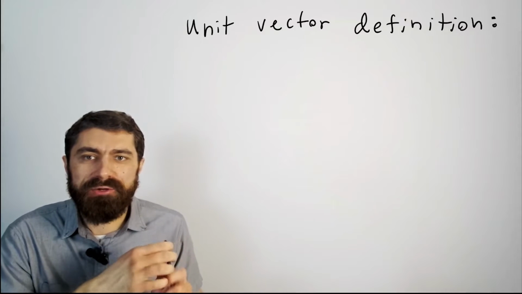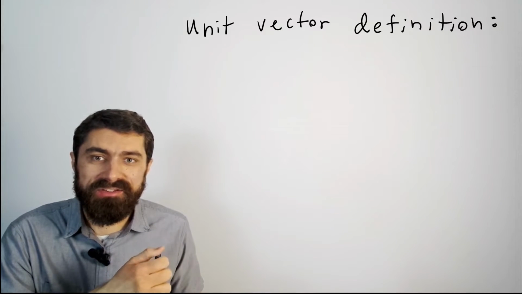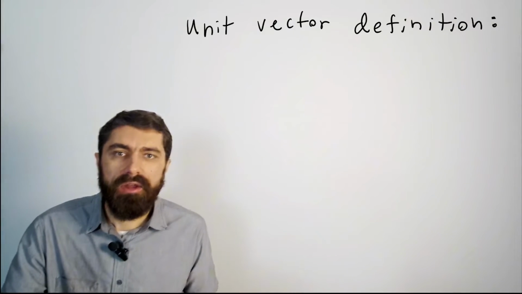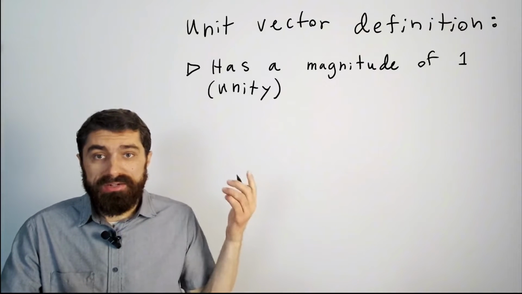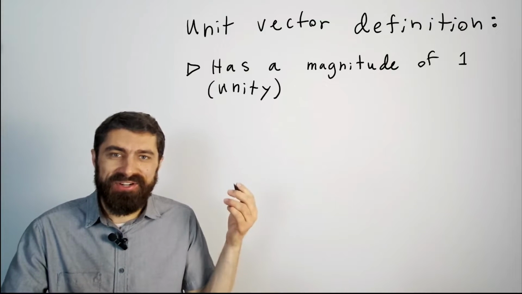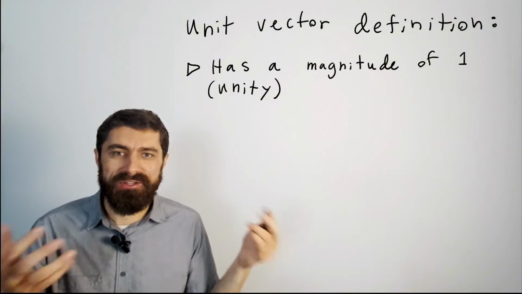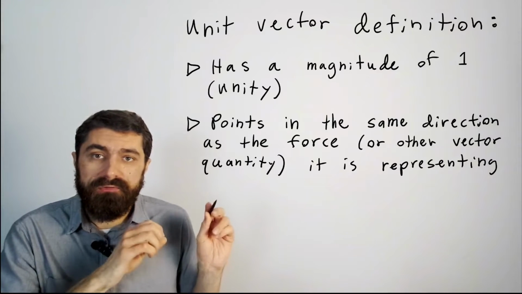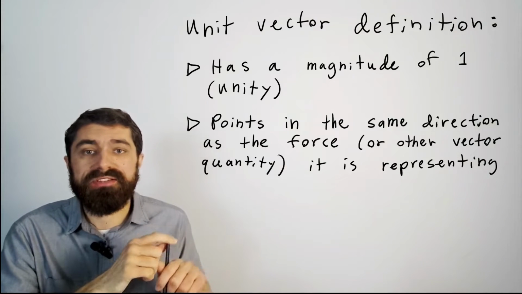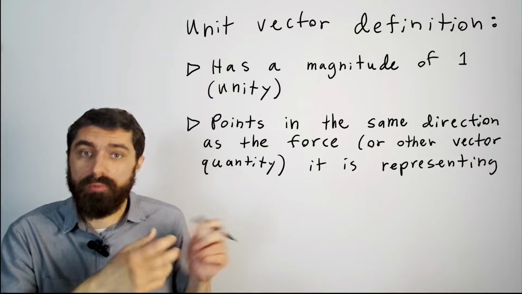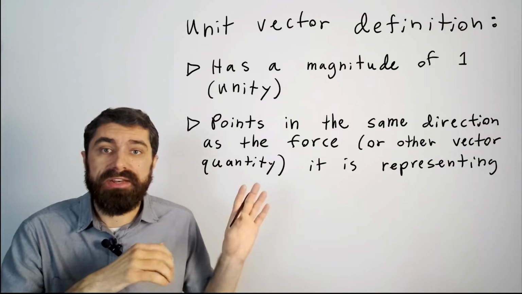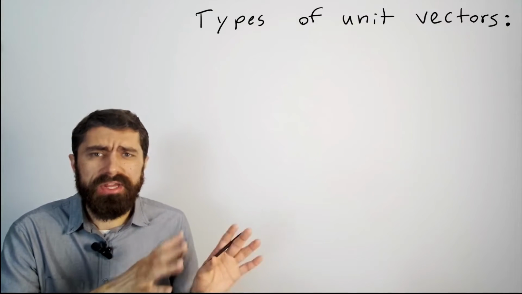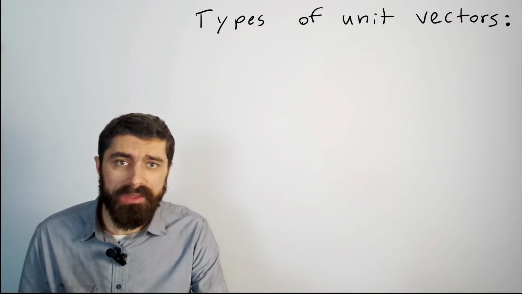Okay, so I defined a unit vector in terms of what it does, but what is the precise definition mathematically? Well, not surprisingly, a unit vector has a magnitude of 1, or unity. And secondly, a unit vector always points in the same direction as the force, or any other vector quantity, that it is representing.